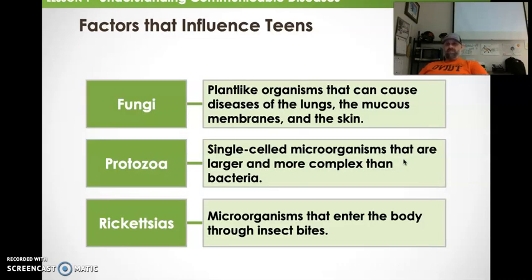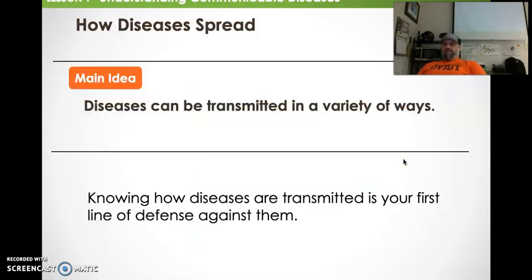Other factors that influence disease: fungi, protozoa, rickettsias. Fungi are plant-like organisms that can cause disease of the lungs, mucous membranes, and the skin. Protozoa are single-celled microorganisms that are larger and more complex than bacteria. And rickettsias are microorganisms that enter the body through insect bites. So you start thinking about certain things that can happen to the body from an insect bite, like West Nile or Lyme disease. These are different insect bites.